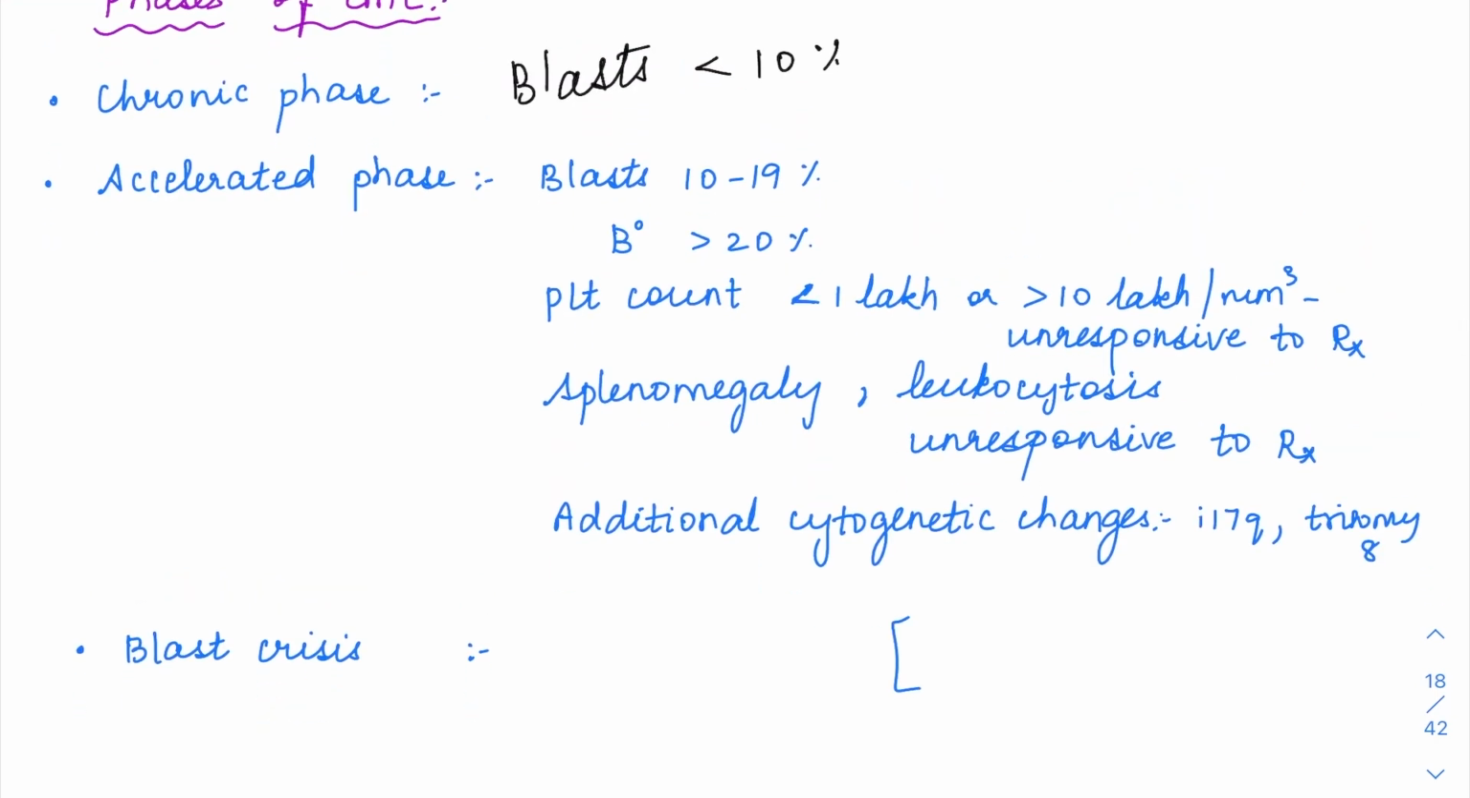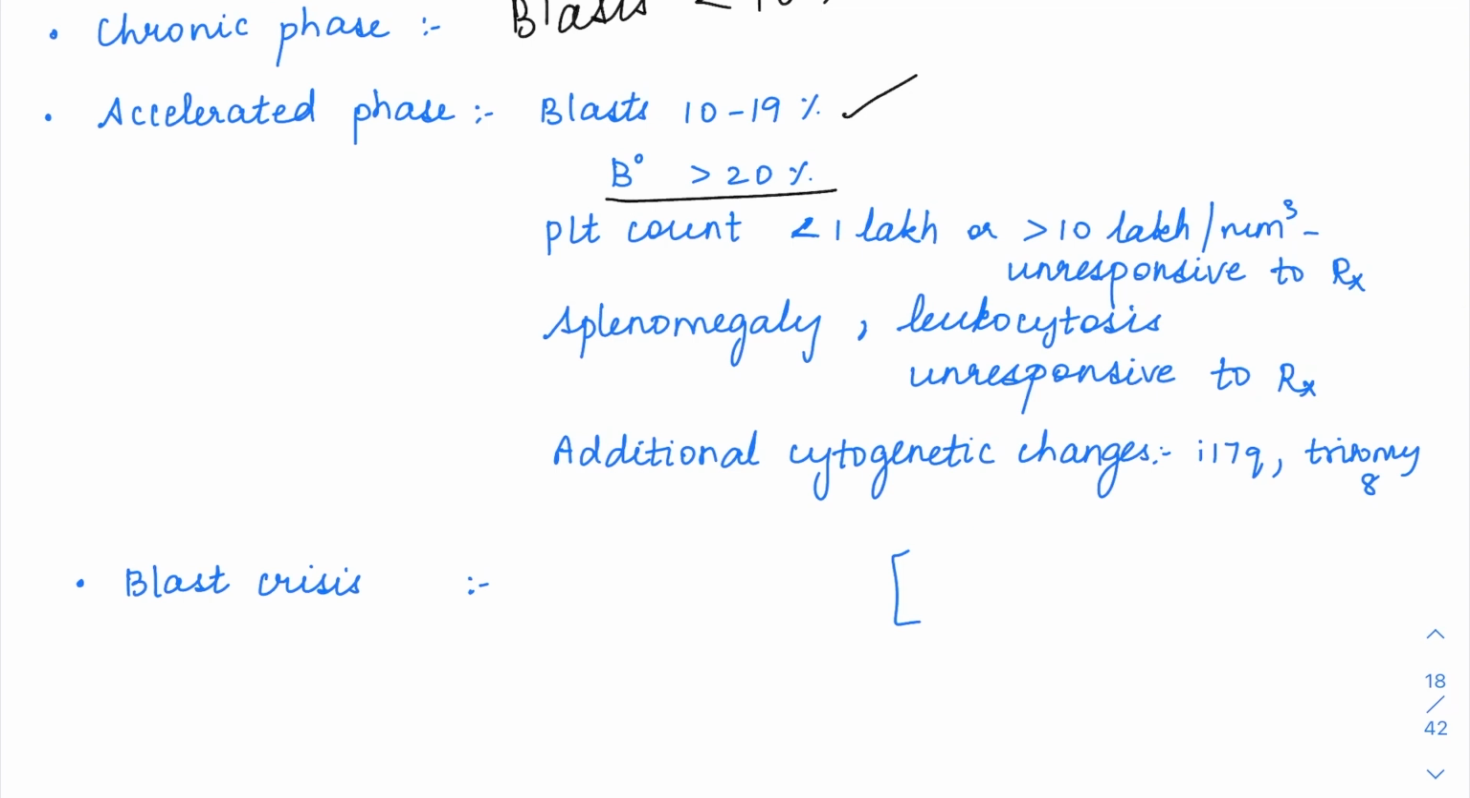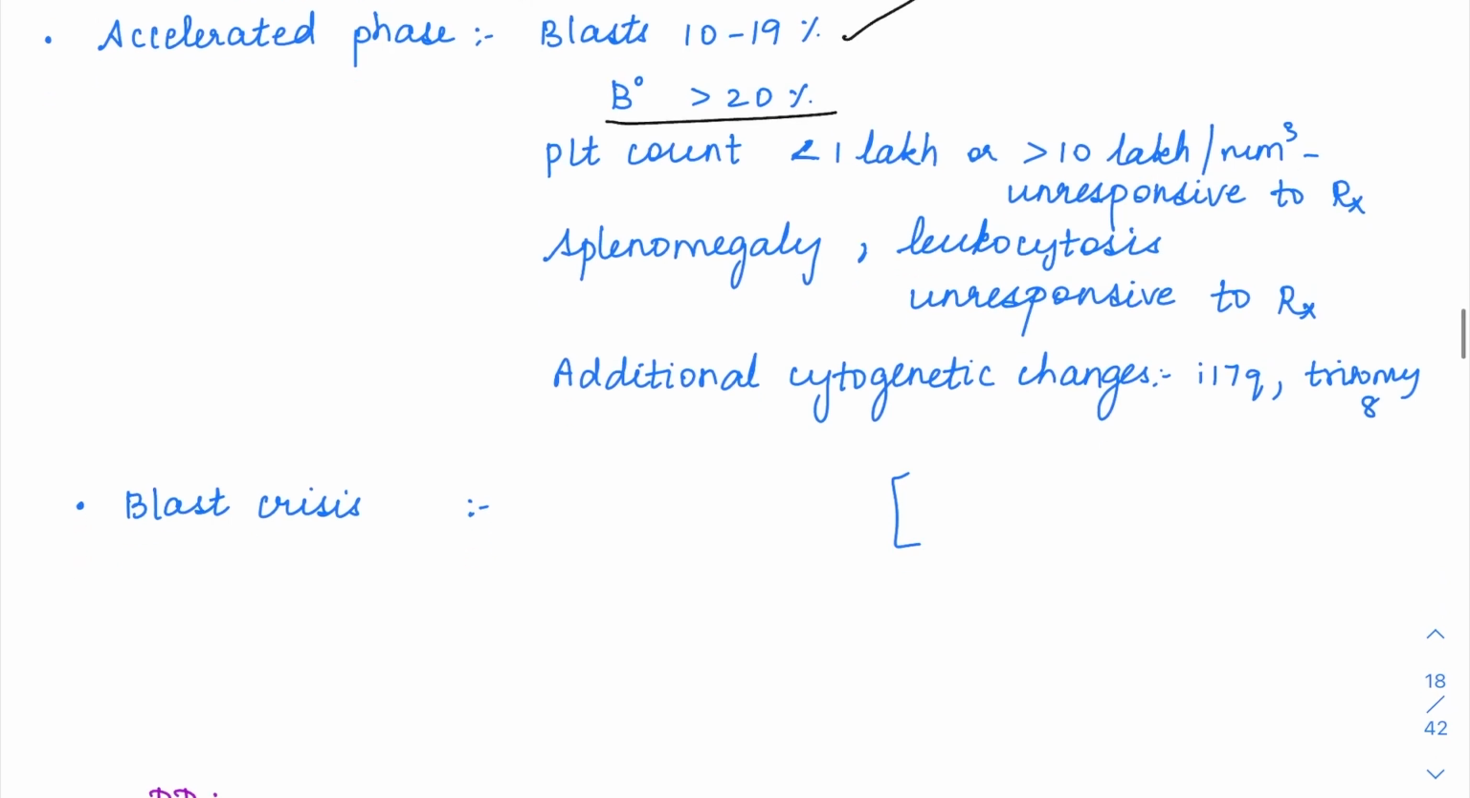phase. So in accelerated phase, you have specific criteria to diagnose it. Here the blast count will be between that of the chronic phase and the acute leukemia phase. So it is going to be 10 to 19%. So 10 to 19% blasts along with increased basophilia. Increased basophilia can also be present in chronic phase, but the basophil count should be more than 20% in an accelerated phase. While platelet count can either be decreased or increased, that is less than 1 lakh or more than 10 lakh, which is persistently present, not responding to imatinib treatment.